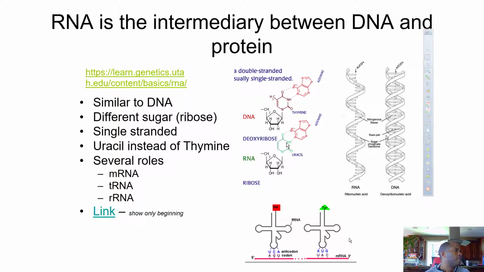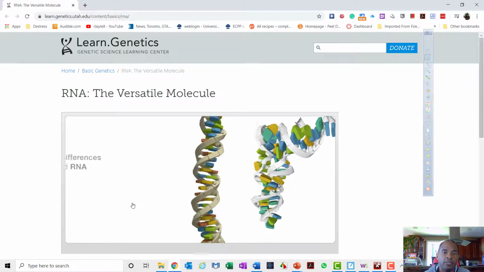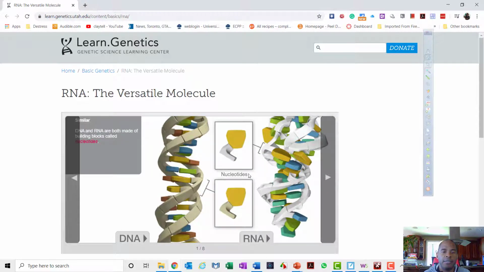Now, one of the links you'll see is this here from Learn Genetics. Learn Genetics is another excellent site, and they have a lot of material that's perfectly designed for the high school student. And if you play through this little animation here, you'll get a feel for how DNA and RNA differ from each other. Okay, so I encourage you to play with that.